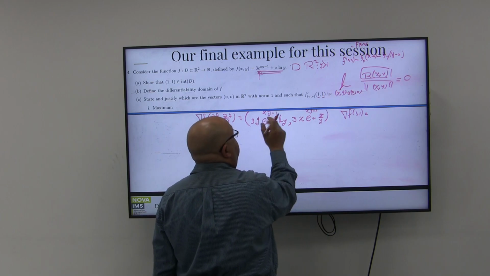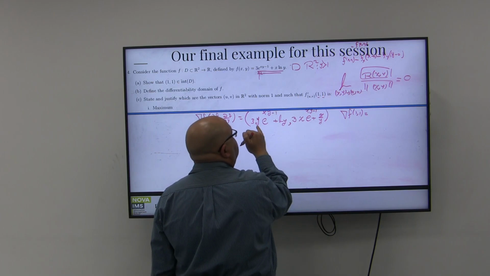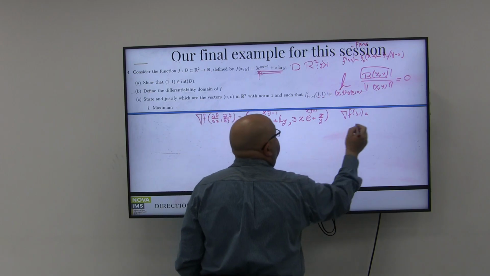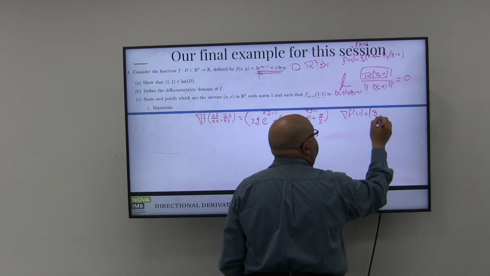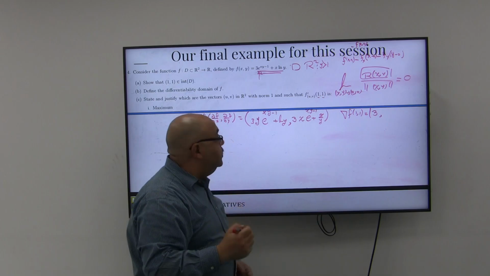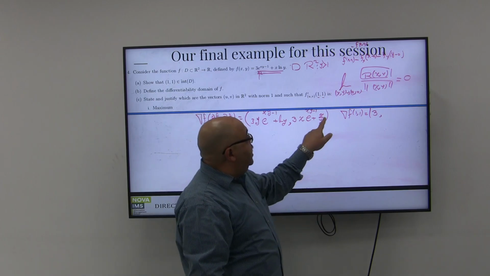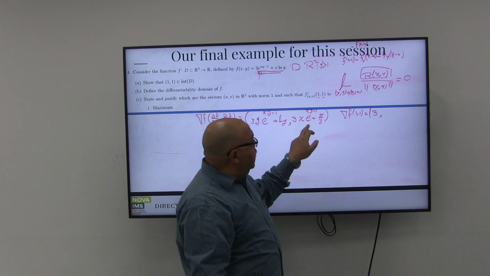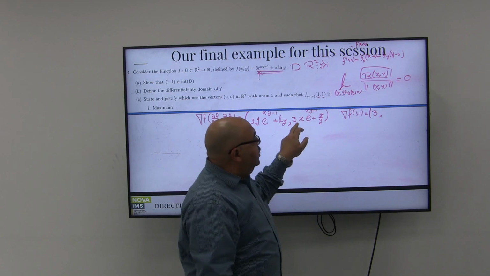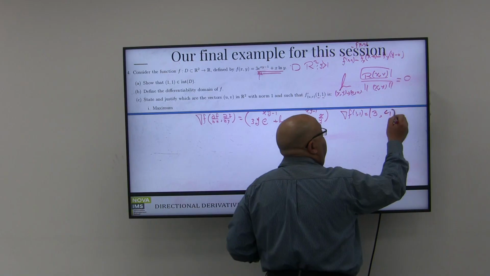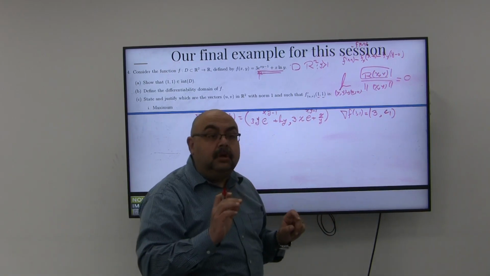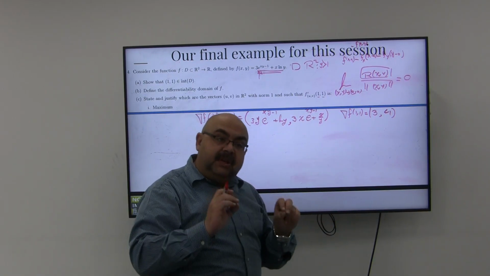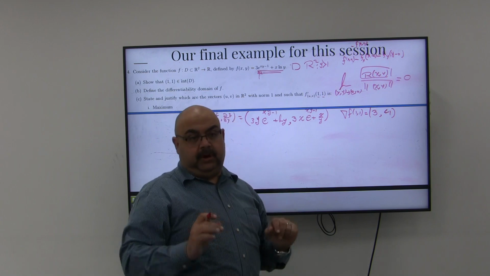E to the power of 0 is 1, and y is equal to 1 times 3. So the first component is 3. The second component, if I substitute, is 1 times 3. So the result is going to be a 4. That's the vector representing the gradient vector at the point (1, 1).